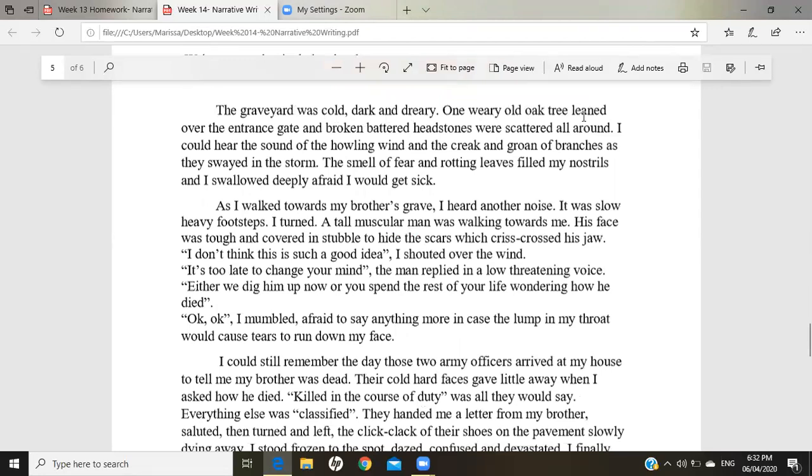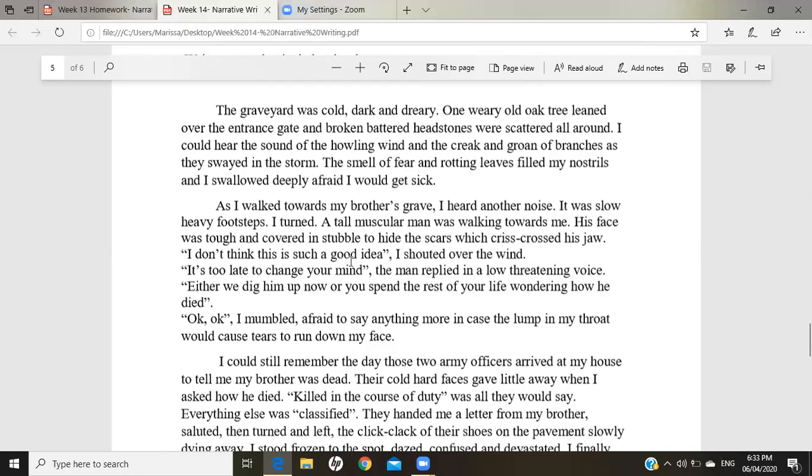The graveyard was cold, dark, and dreary. One dreary old oak tree leaned over the entrance gate, and broken, battered headstones were scattered all around. I could hear the sound of the howling wind and the creak and groan of branches as they swayed in the storm. The smell of fear and rotting leaves filled my nostrils, and I swallowed deeply, afraid I would get sick. As I walked towards my brother's grave, I heard another noise. It was slow, heavy footsteps. I turned. A tall, muscular man was walking towards me. His face was tough and covered in stubble to hide the scars which crisscrossed his jaw.